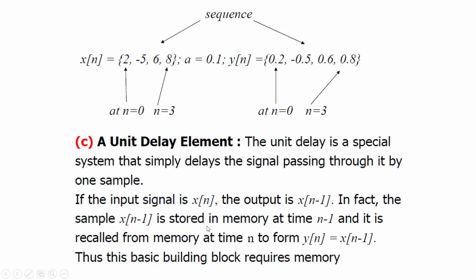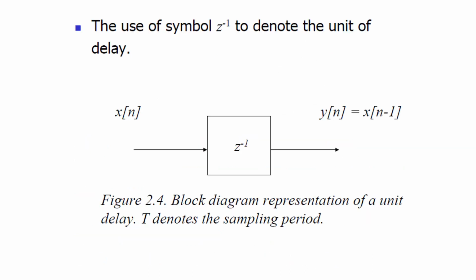This building block requires memory, because it has to get the input and the delayed version of the input also, right? So it has to store that value. So this component has memory in it. The symbol z to the power minus 1 is used to denote the unit of delay. So if xn is the input, yn will be xn minus 1.